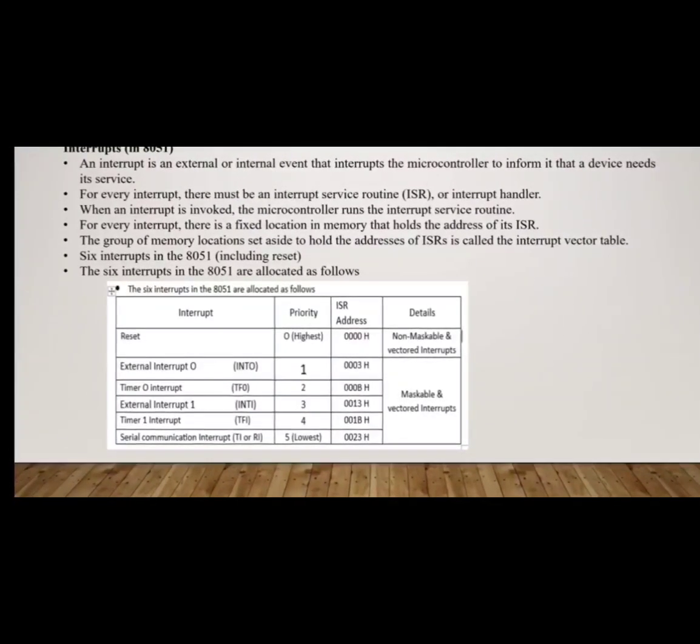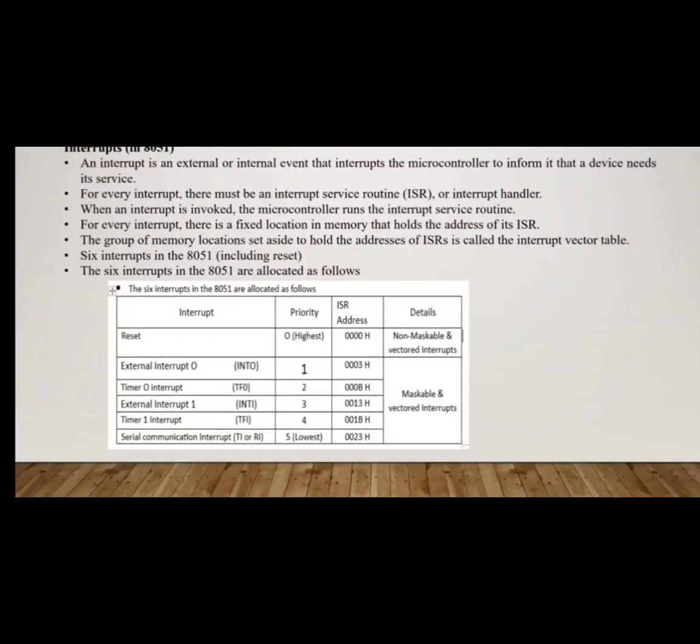So when an interrupt is invoked, the microcontroller runs the interrupt service routine. For any interrupt, there is a fixed location in memory that holds the address of its interrupt service routine. The group of memory locations that hold the addresses of interrupt service routines is called the interrupt vector table. So the interrupt vector table is a location used to hold the address of the interrupt service routine. The interrupt service routine is used to handle the interrupt.